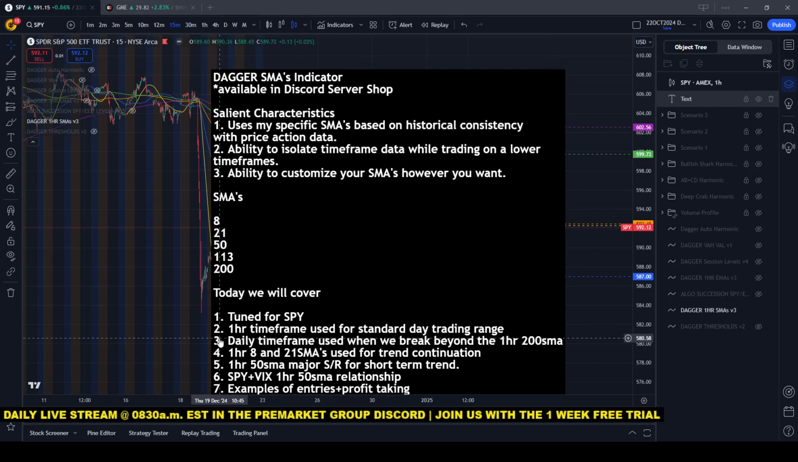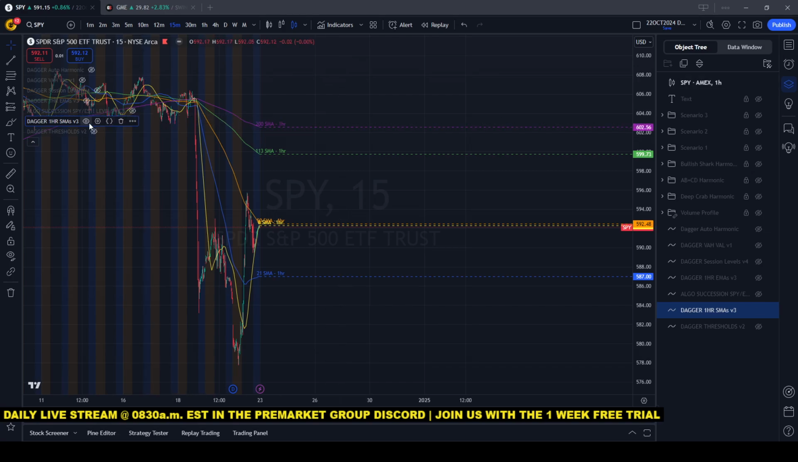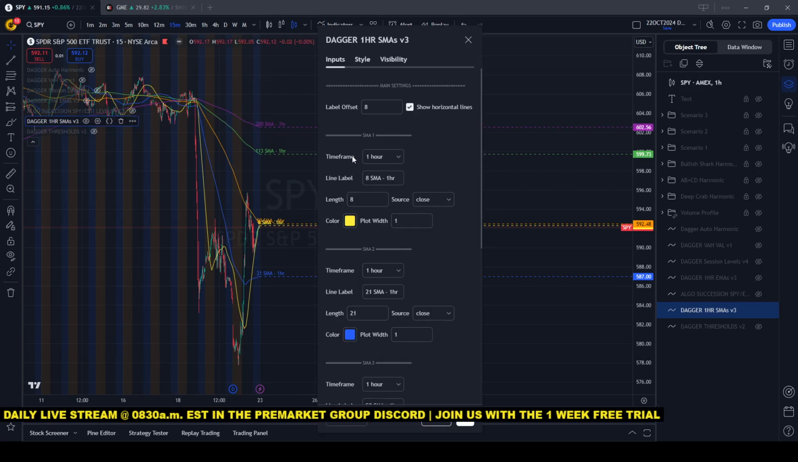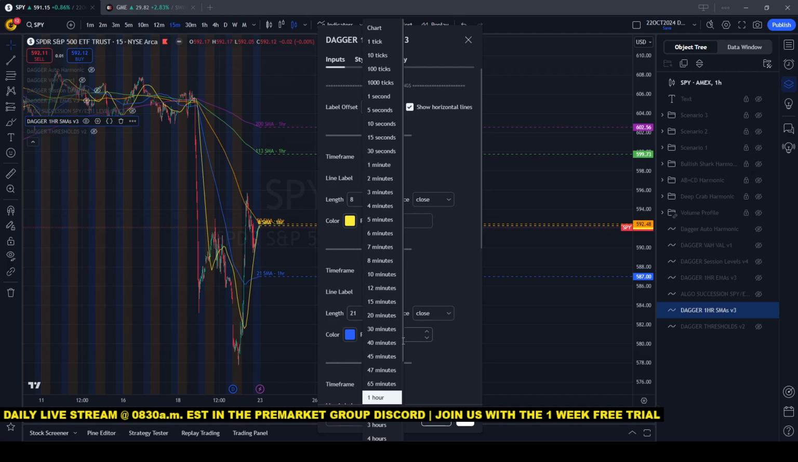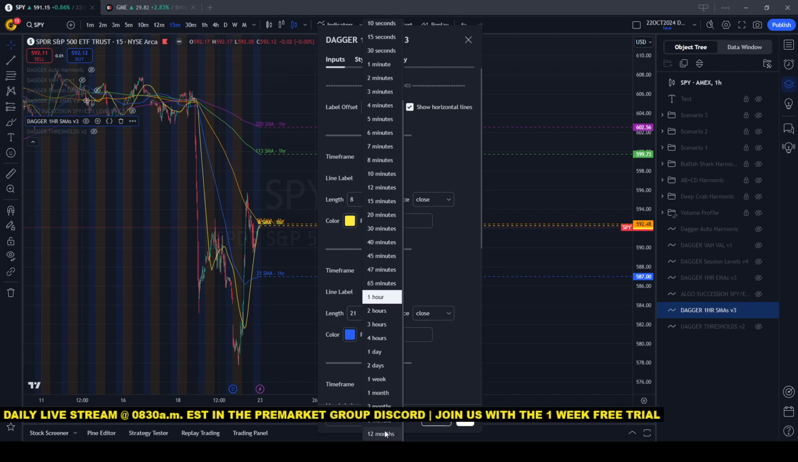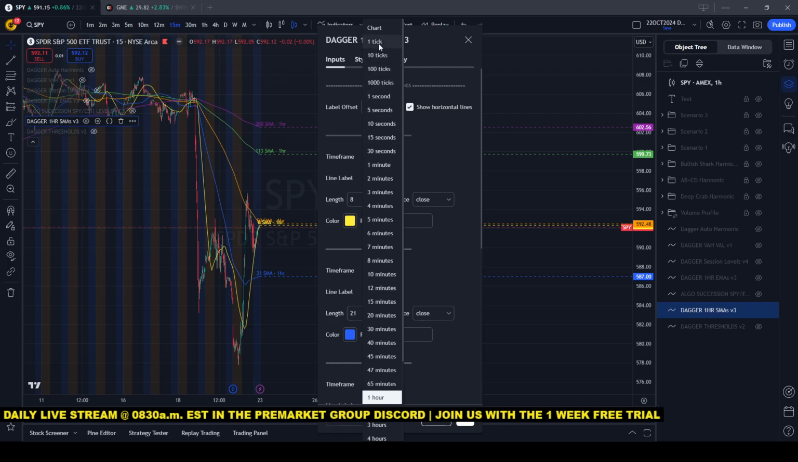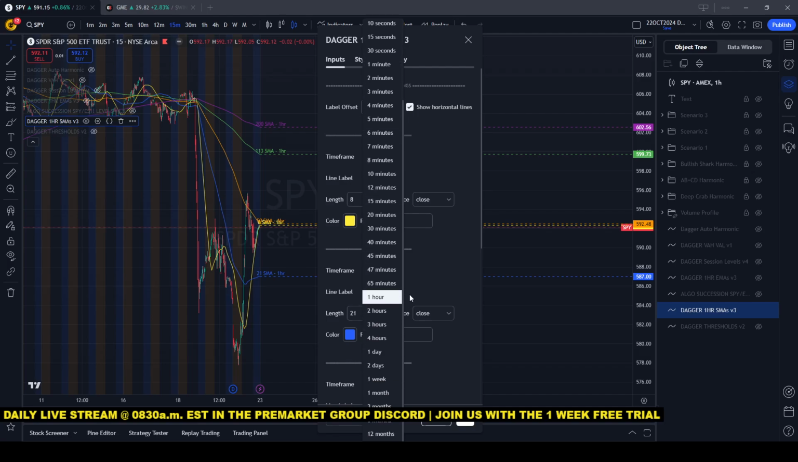So when you take a look at this indicator and you go into the settings, you'll notice it says time frame. So I go into my settings here and it'll say time frame 1 hour, and notice how you can select any of these time frames you want if you wanted to.